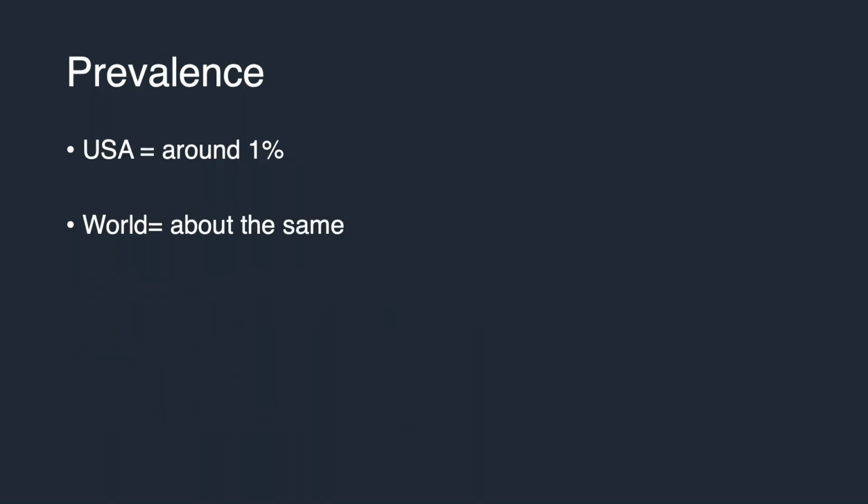There are two things now that I want to jump into about the prevalence of OCD. In the United States, we're seeing the range always go from about 1 to 2%. To stay safe, say just around 1%. In the world, it's about the same. We see about 1.2 to 1.8%, but you can go anywhere from 1 to 2%.